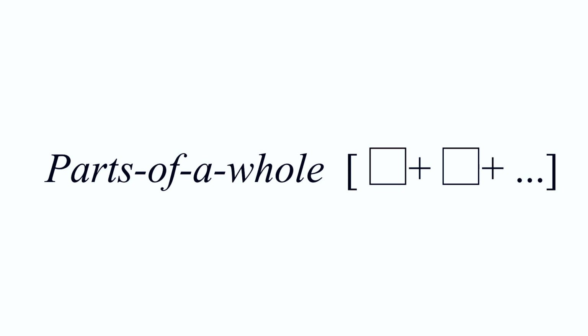Here's an example. This is the parts of a whole form. It has the structure of a bunch of things being added together. Thing plus thing plus thing. And it has the meaning of a whole composed of two or more parts. Anything can go in those little boxes. Whenever you see something added to something else, you can think of it as parts of a whole.